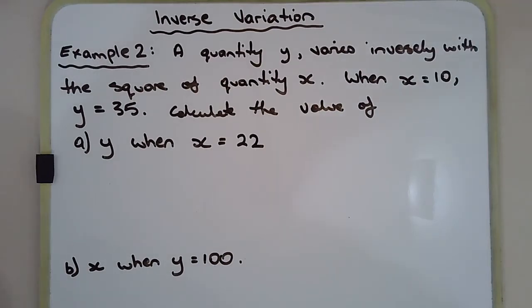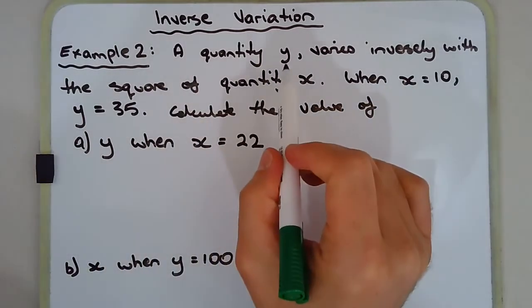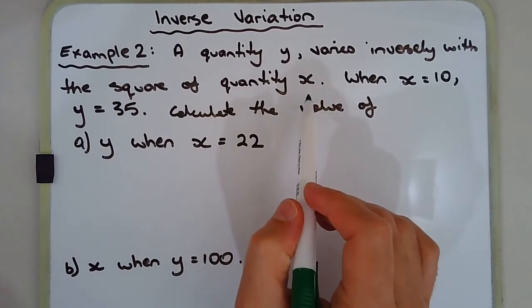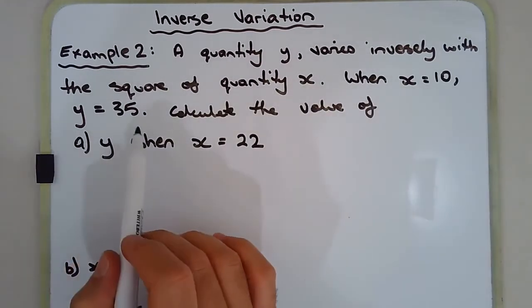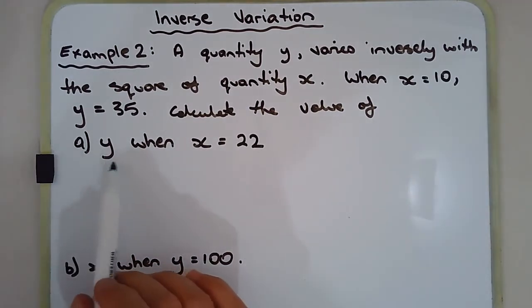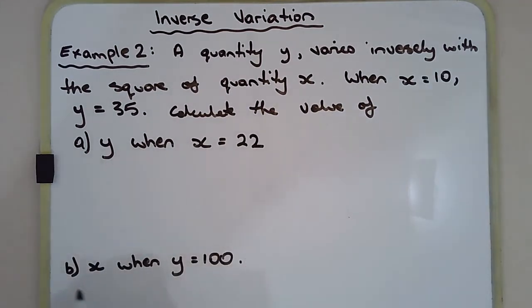In this video, we're going to look at another example of inverse variation, again just paying special attention to the wording of the question. So let's have a look at the example. A quantity y varies inversely with the square of quantity x. When x equals 10, y is equal to 35. Calculate the value of, part A, y when x equals 22, and part B, x when y equals 100.